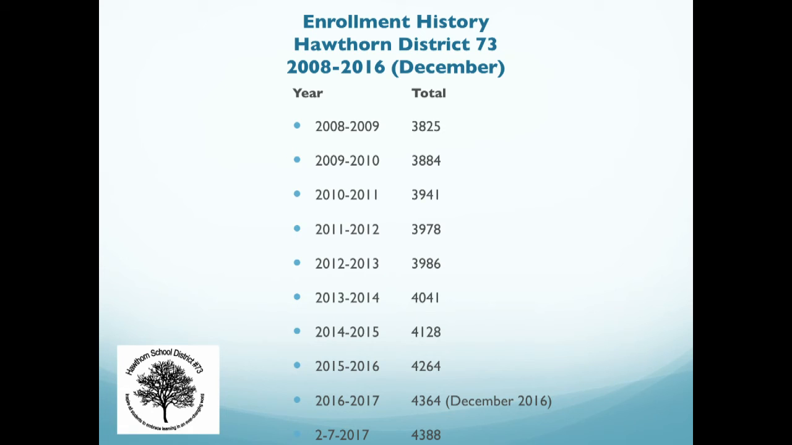We are using what is called Series C projections. Series C projections indicates the highest potential growth, and I will explain why in just a moment. If you see up on the slides, you can see the growth over the last 10 or 11 years. In 2008-2009, we were at 3,825. And in 2016-2017, as of December, we were at 4,364.